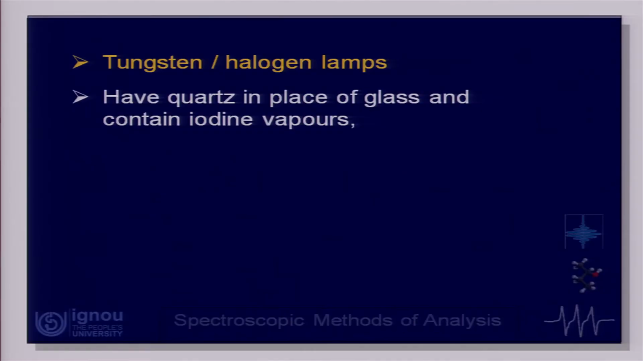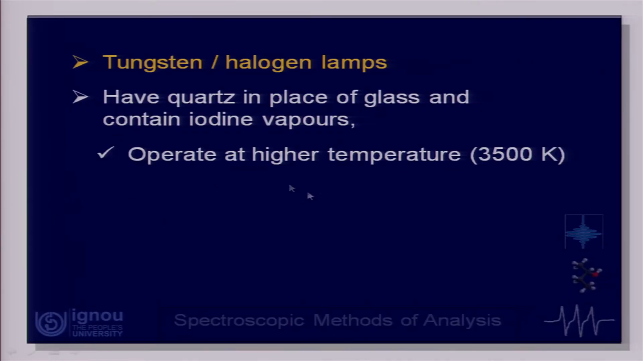So, this tungsten halogen lamp is a more efficient one for the following reasons. Firstly, we can operate it at higher temperatures, because if you are using glass, we cannot heat beyond a point.